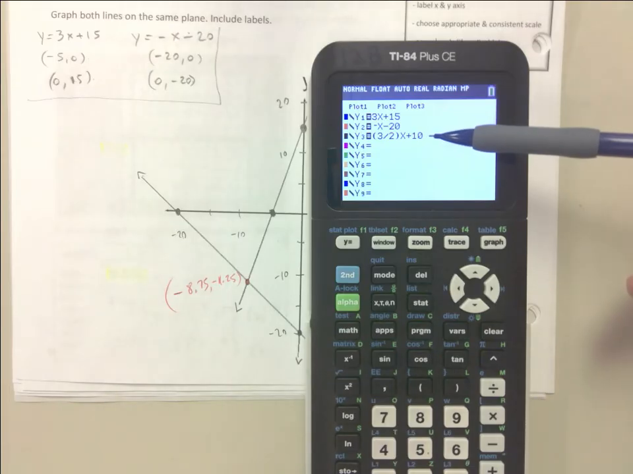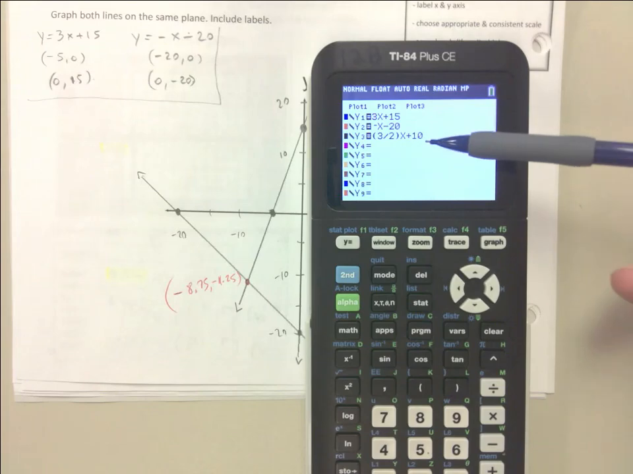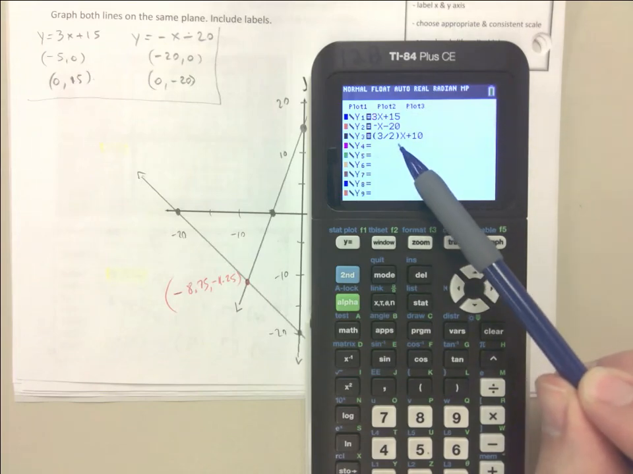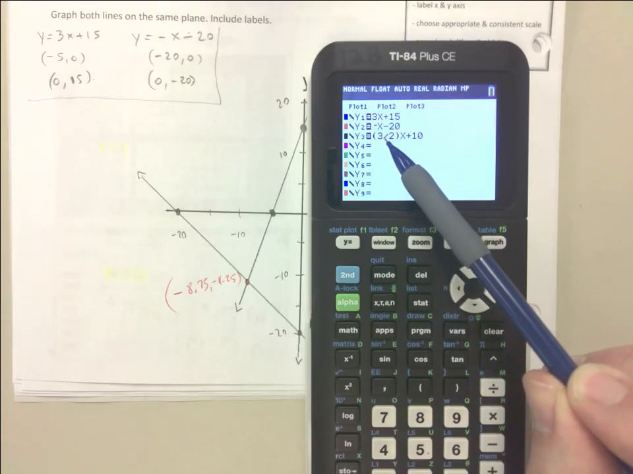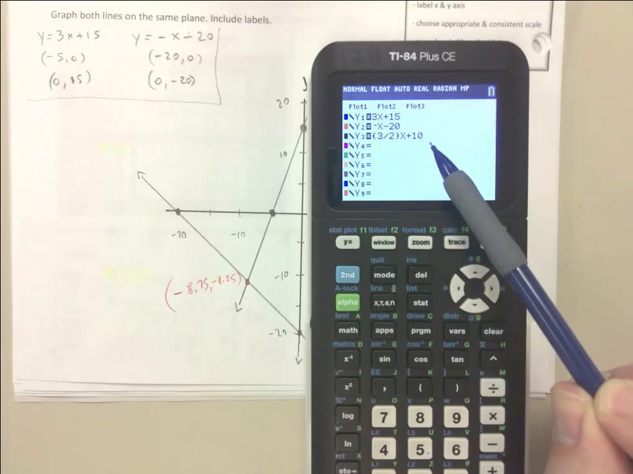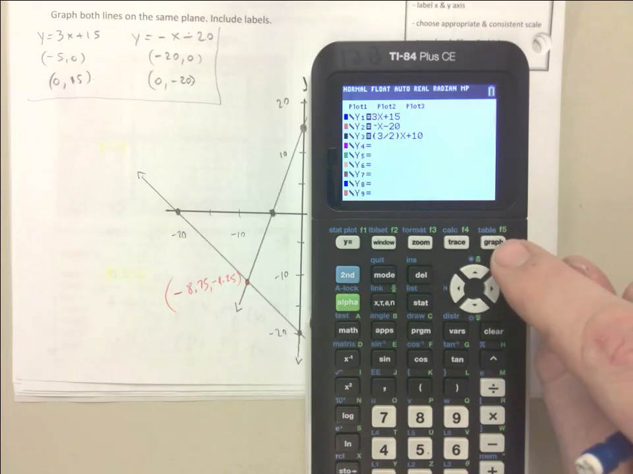So let's say I was mean, right? And I say, hey, there's actually 3 equations. How would you deal with that? Good luck, right? So I always use brackets when it's a fraction. So I put that fraction and I go 3 divided by 2. That's how you type in the fraction, x plus 10. Got it? Hit graph.